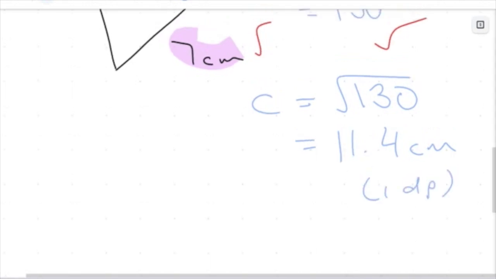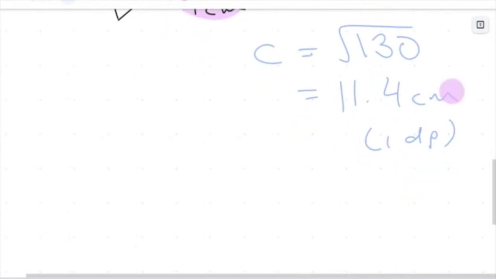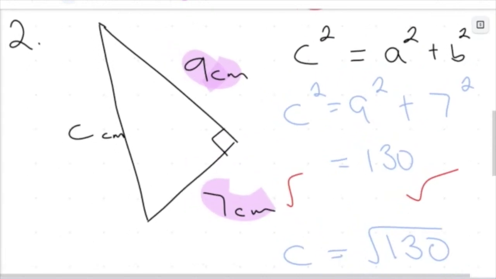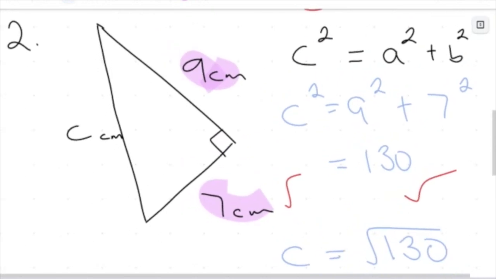And let's do a sense check again. Is my side 11.4 bigger than my other two sides? Well, yes, it is. It's bigger than 9, it's bigger than 7, and we would expect it to be, because I'm finding the hypotenuse, the longest side that opposes the right angle here. So this is how you can apply this, for example, in a test or in questions you're doing at home.